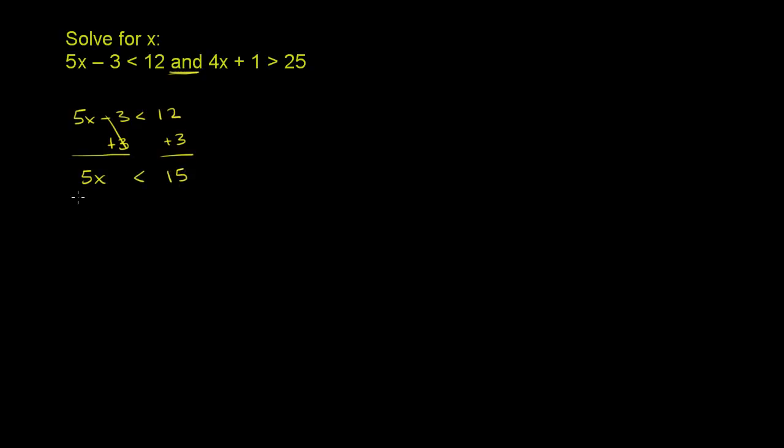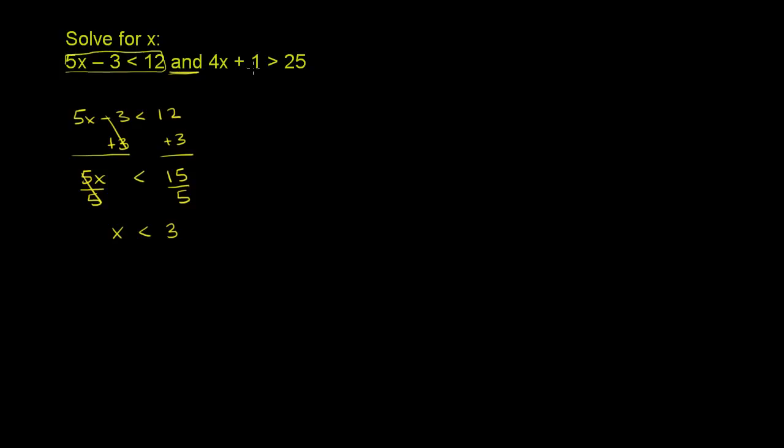Now we can divide both sides by positive 5. That won't swap the inequality since 5 is positive. So we divide both sides by positive 5. And we are left with, just from this constraint, that x is less than 15 over 5, which is 3. So that's that constraint over here.